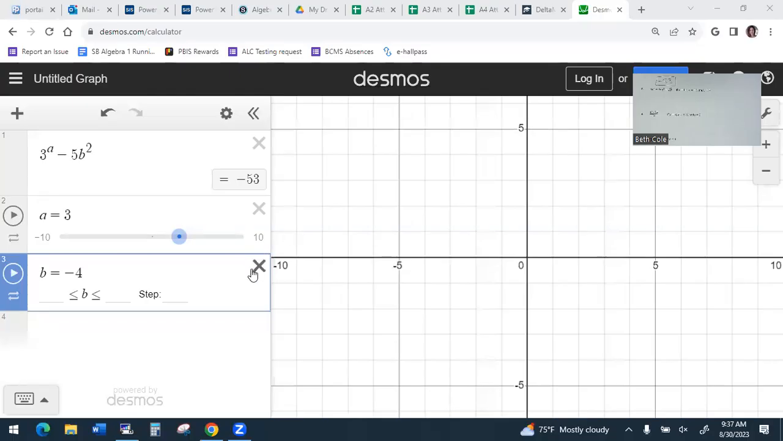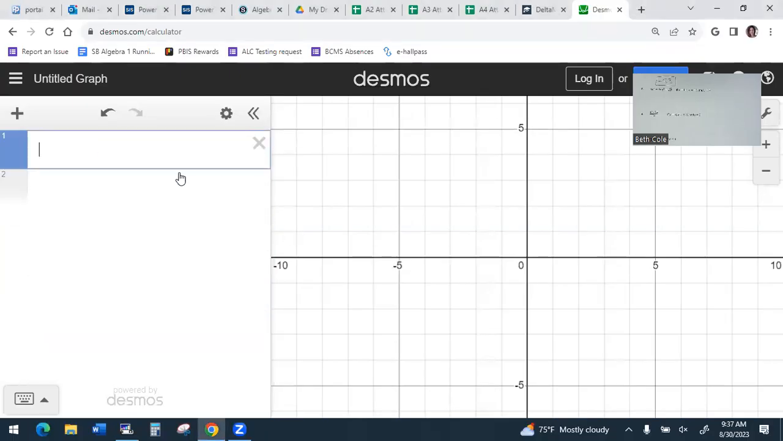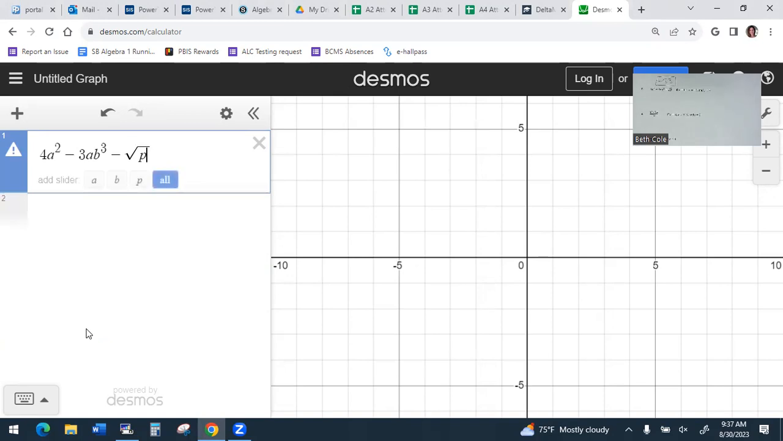Now it says 4x squared. What am I going to type? 4a squared. It won't work for x and y. So 4a squared minus, now it says 3xy cubed. I'm gonna have to type 3ab cubed. Good. And then it says minus square root of p. That will work. It just won't do x and y. It can be any letter you want.